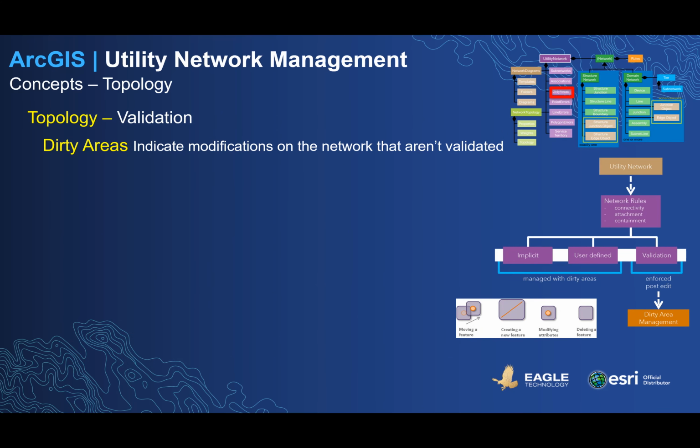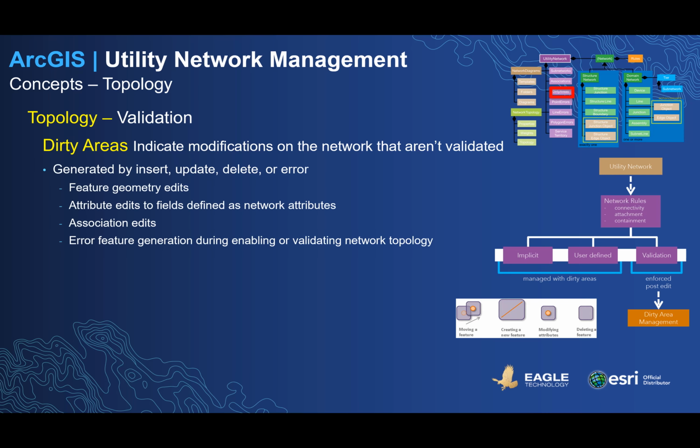Dirty areas are polygons, which can be displayed as a sublayer in your utility network group layer in ArcGIS Pro. They represent a part of your network that's changed but not yet been validated against the topology. Any changes to geometry, attributes that define network properties or associations all create dirty areas. These can be accessed in ArcGIS Pro after the network topology has been validated or enabled.